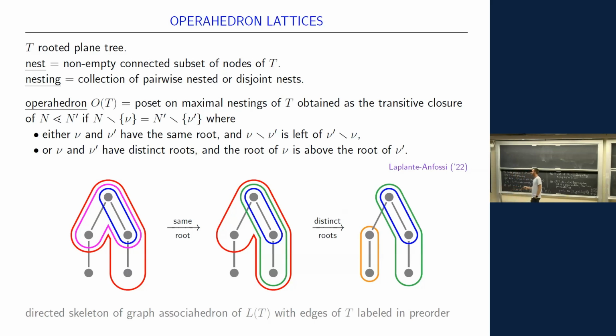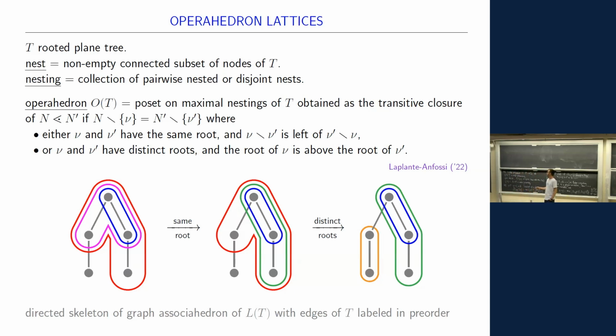So you start from a nesting and you flip one nest, you transform one nest of this nesting into another nest. And there are two options. So here I flip pink into green. The first option is that the nests that I exchange have the same roots, so roots have the same minimal vertex. In this case, I orient my flip in this direction because if I look at the vertices which are in pink but not in green, they are to the left of the vertices which are in green but not in pink. I can always orient this way.